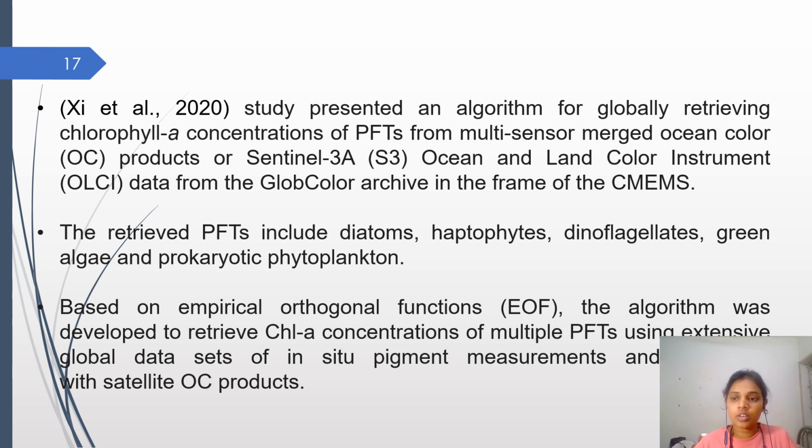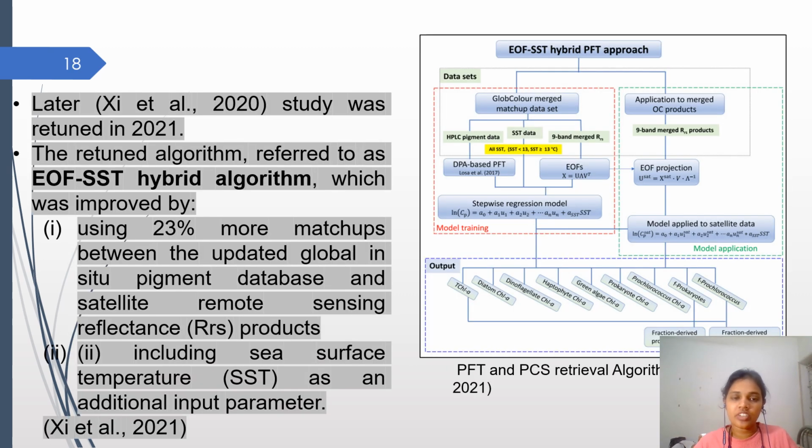Again in 2021, this study was revised in such a way that it incorporated SST into it. The modified name of this algorithm was the EOF SST hybrid algorithm, and this is how we got the different PFTs and PSCs, which have been incorporated in the GlobColour chlorophyll data itself.